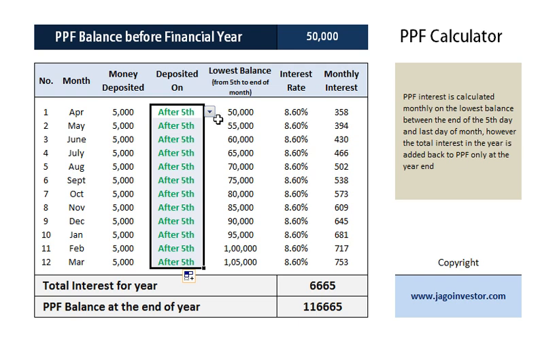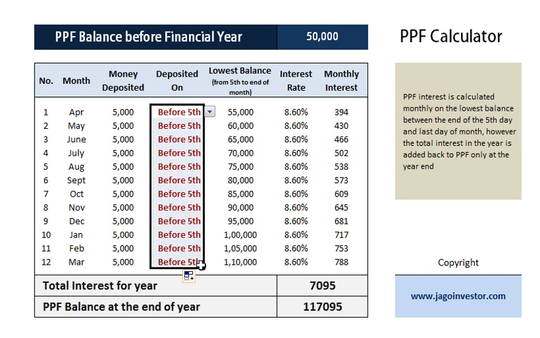So the best thing is, if you are investing your money on a one-time basis, do it before the 5th of April, and that will give you the maximum interest. And if you are planning to do it on a monthly basis, again do it before the 5th of every month. So the best thing is to deposit your money before the 5th of every month. That is the best thing to do. I hope this calculator has given you a good enough idea of how the PPF interest is calculated, and you will take your decisions based on this information now.